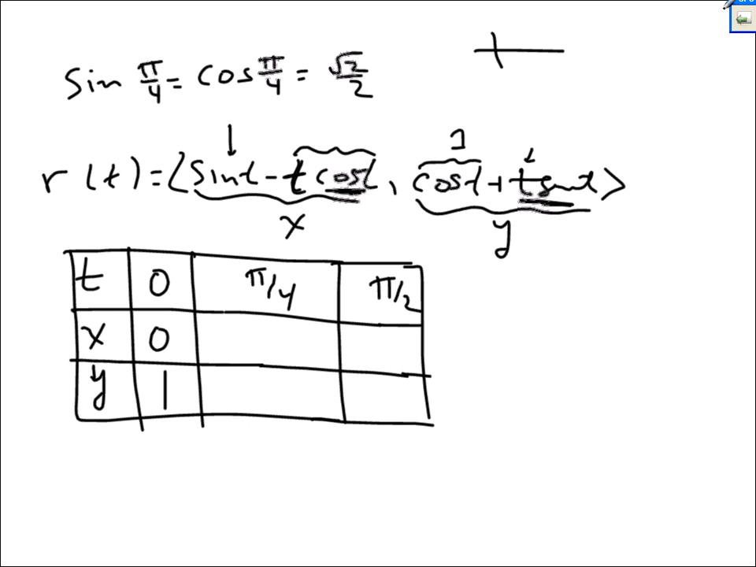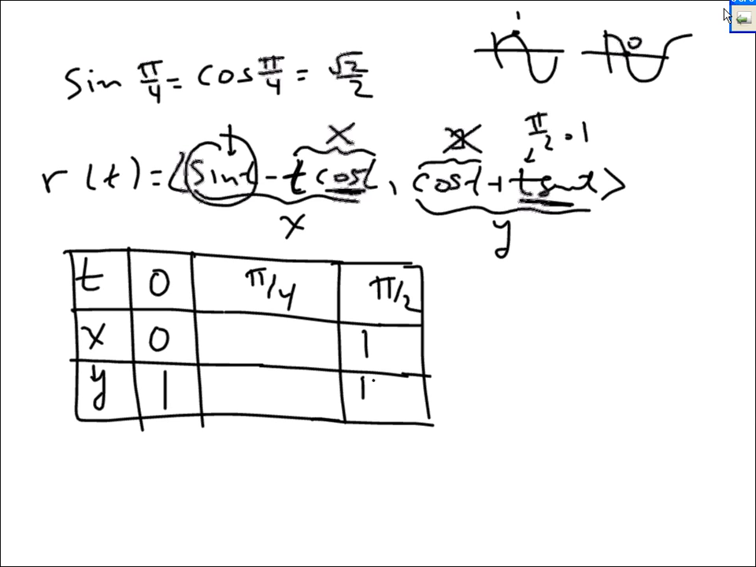Let's go to pi over 2 next. The sine of pi over 2 is 1. That means if the sine of some angle is plus or minus 1, the cosine will be 0. Vice versa. When the cosine is plus or minus 1, the sine is 0. So at pi over 2, the cosine term is 0. So for x, you just get the sine of pi over 2, which is 1. And for y, you just get pi over 2 times 1, which of course is pi over 2.